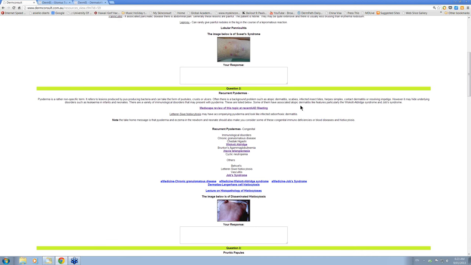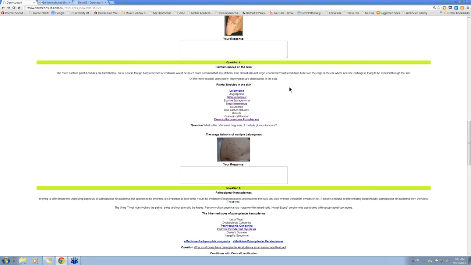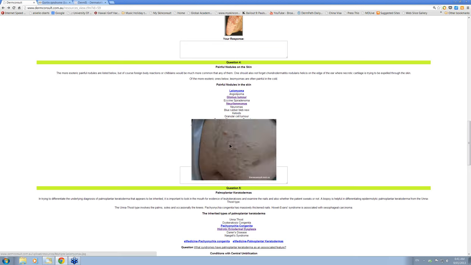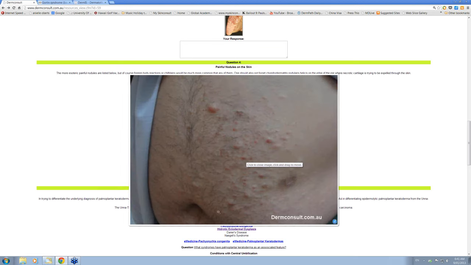And of the more esoteric ones below, leiomyomas are often painful in the cold. Remember that. And leiomyomas tend to occur in groups. In fact, we've got a picture down here of a patient with multiple leiomyomas. The ones in the skin are usually derived from the erector pili muscle. And some of them will react to cold by contracting and become painful. Angiolipomas, glomus tumors. These are painful little nodules, but they usually occur under the nails.